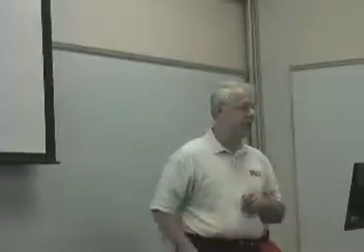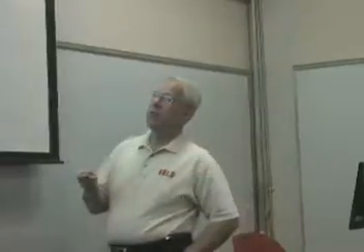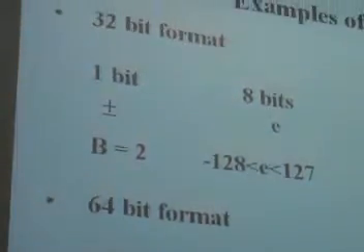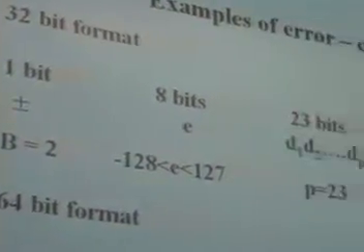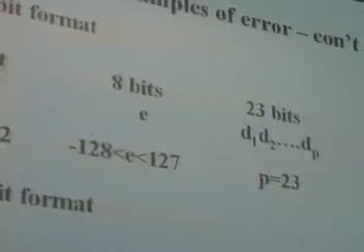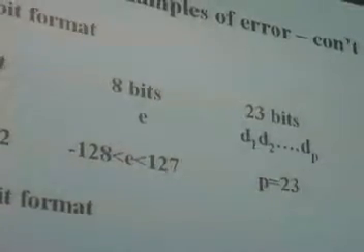Okay, examples of error. Here's what we mean. In a 32-bit format, you have 1 bit that accounts for the sign, the plus or minus. You have 8 bits dealing with the exponent, all right? 23 bits are whatever the significant digits would be. Here, P is 23, all right?